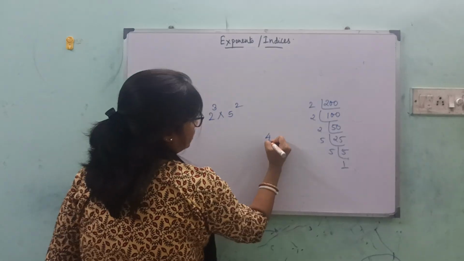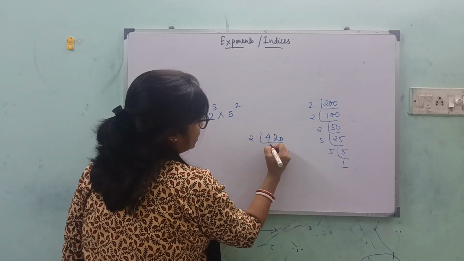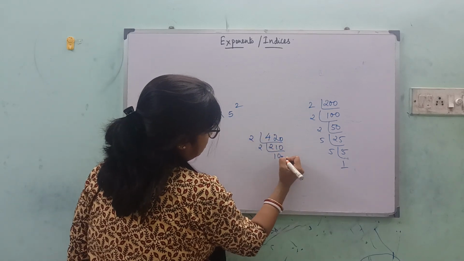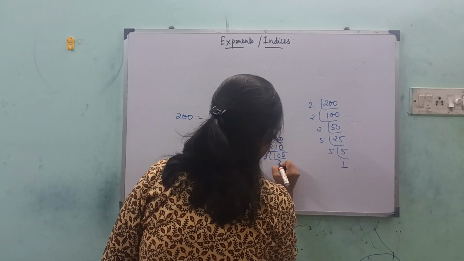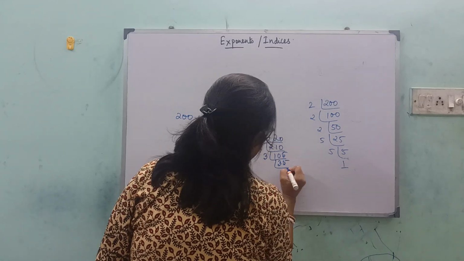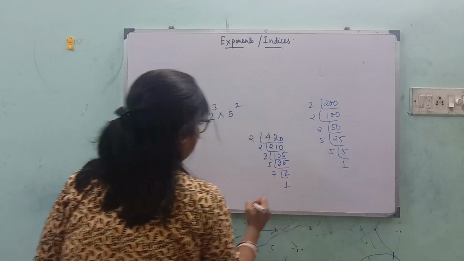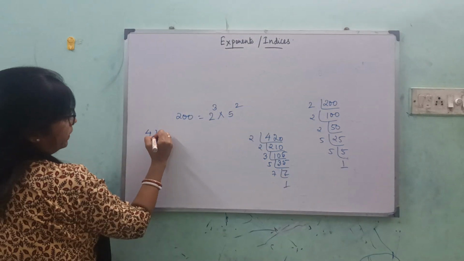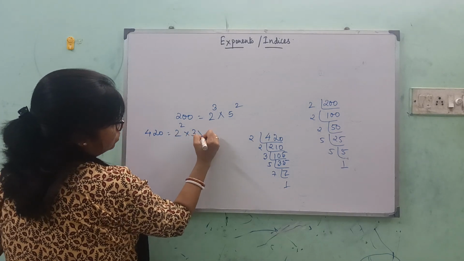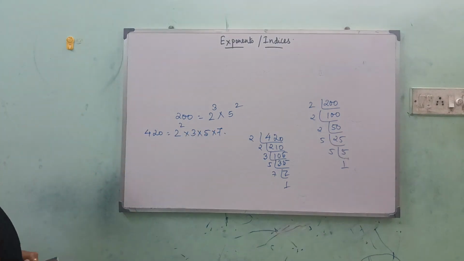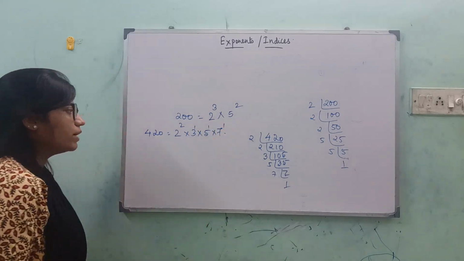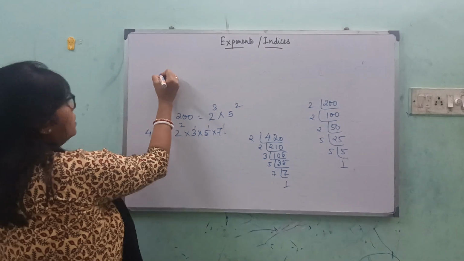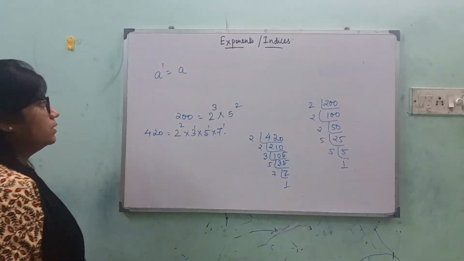Say 420 if we take. So with 2 this is 210. With 3 if we do, this is 70, 35, 7, 1. So 420 is equal to 2 square into 3 into 5 into 7. Alright, this is presenting the number in the exponential form. Okay, so each of these have powers 1 you can write. So any number to the power 1 is the number itself.